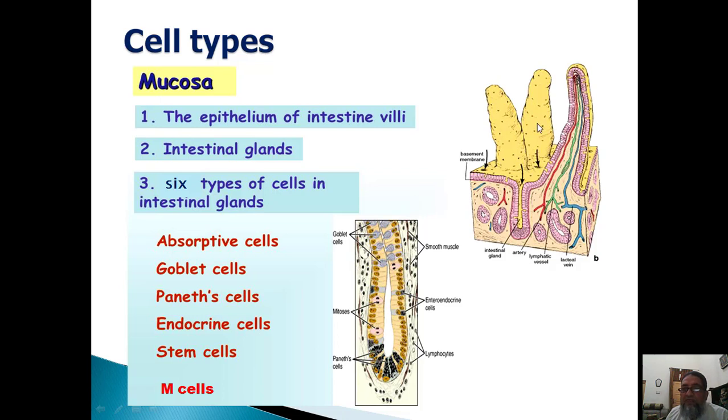Now this is the picture, intestinal villi. These are the crypts of Lieberkühn. These are the blood vessels, lacteals, and lymphatic vessels moving in the intestinal villi as well as in the lamina propria. Now these are the various types of cell locations in the crypts of Lieberkühn. Paneth cells at the base, the U-shaped base, enteroendocrine cells in the neck region, and goblet cells more superficial.